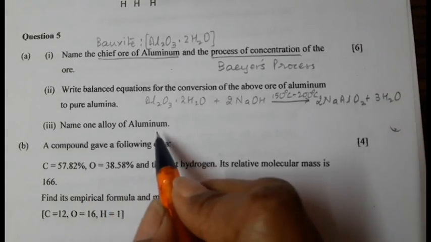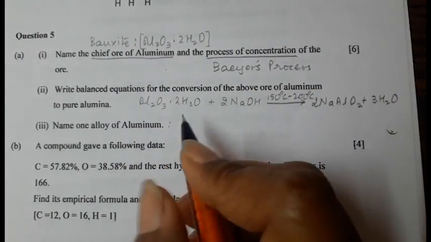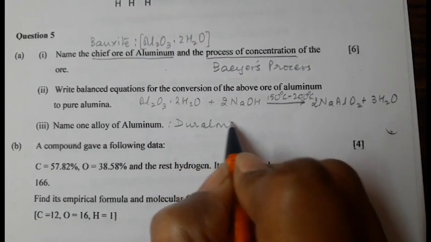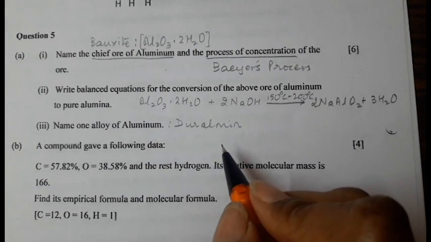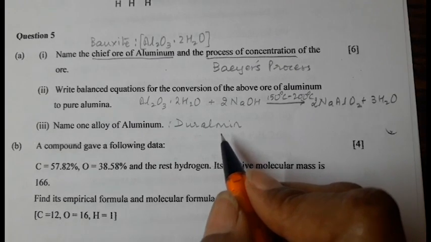Name one alloy of aluminium. You can write either magnalium or duralumin. I am writing duralumin. Now duralumin is the alloy which has aluminium, magnesium, copper and manganese.